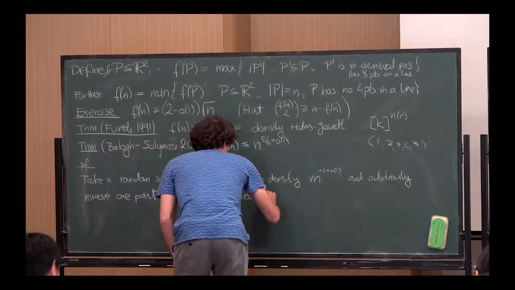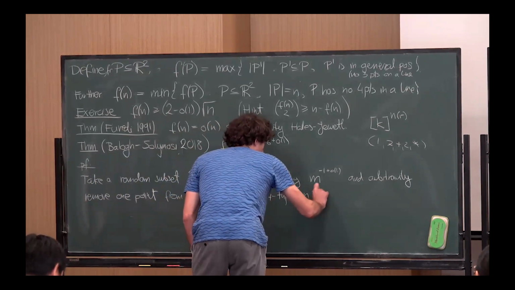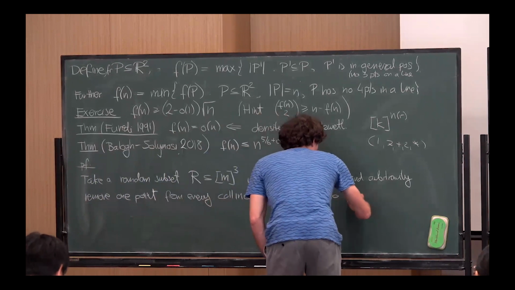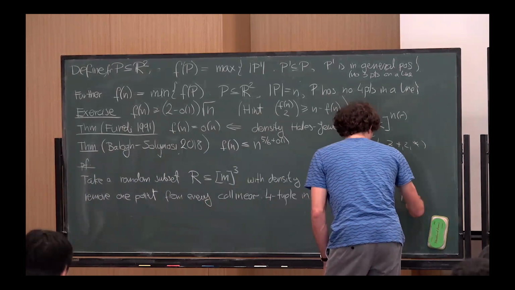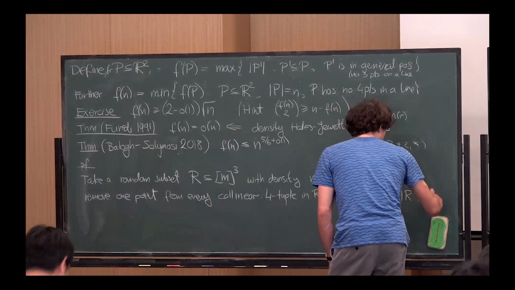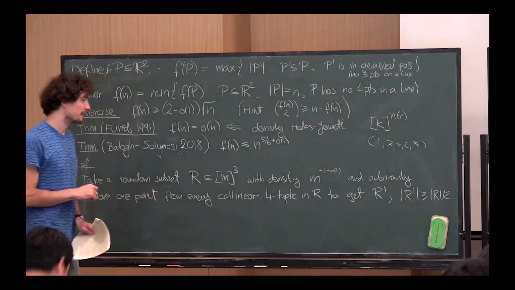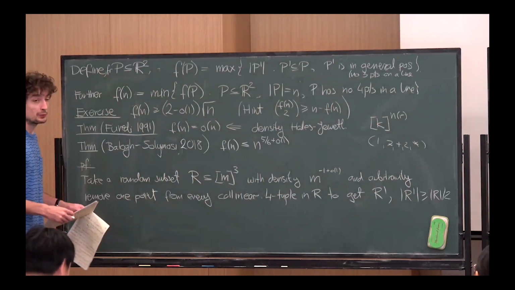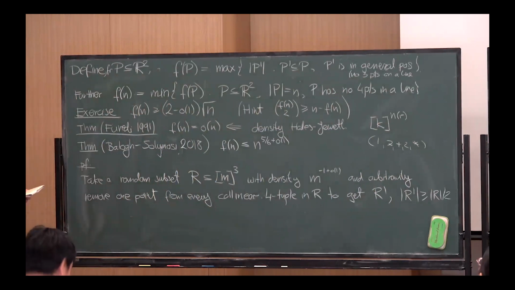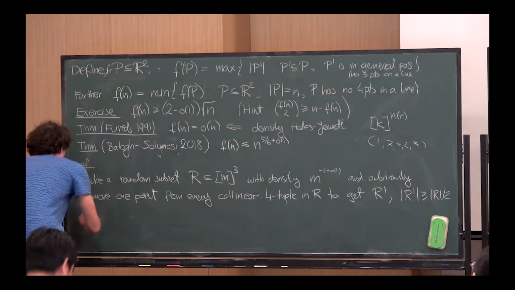Collinear four-tuple in R, and this way we will get a set R prime whose number of points is at least half, say, the number of points of R. So this will be the easy part, and the second step also.